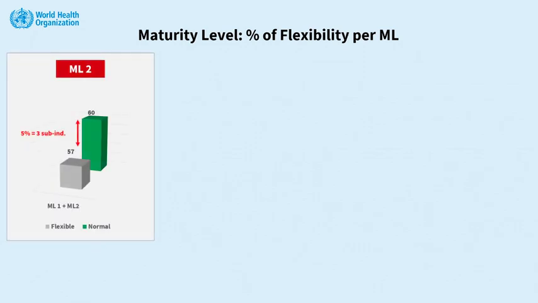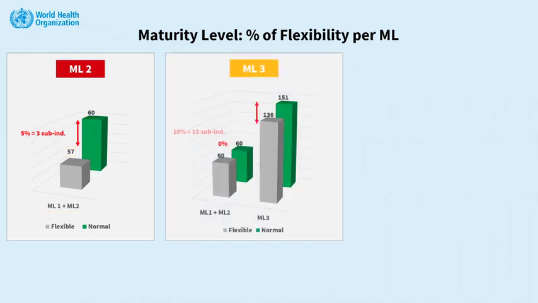In practical terms, when 57 out of 60 ML1 plus ML2 sub-indicators are met, that is scored implemented, then ML2 can be achieved using the flexible algorithm, which means the score of 3 sub-indicators can be ongoing or partially implemented. For ML3, all 60 ML1 and ML2 sub-indicators and 136 out of 151 ML3 sub-indicators should be met, that is scored implemented. 10% flexibility is allowed for 15 sub-indicators at ML3 that can be scored ongoing or partially implemented.